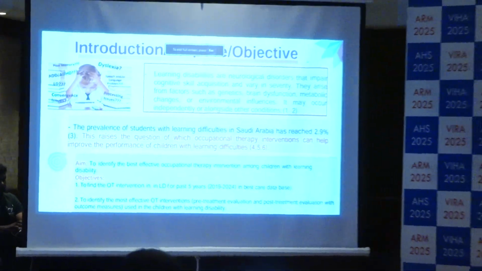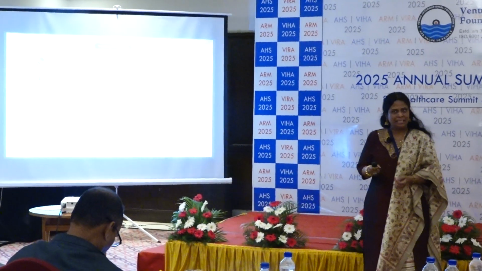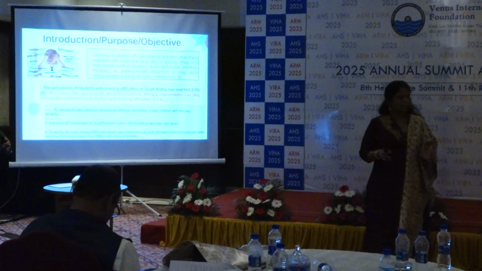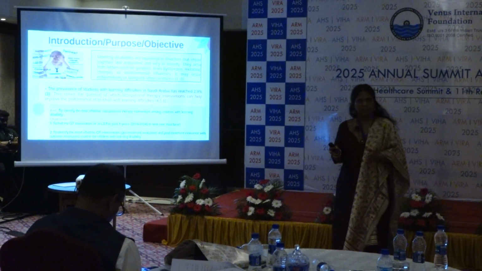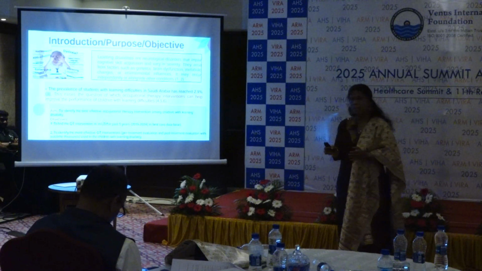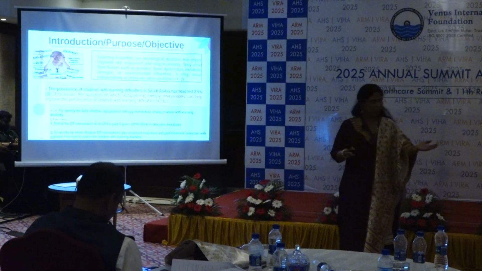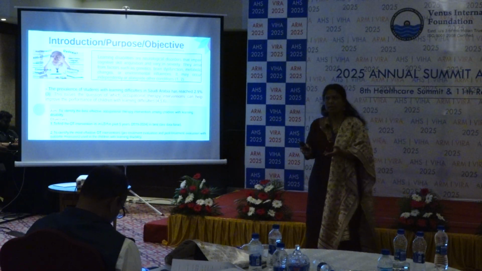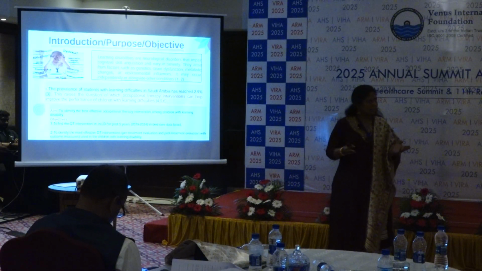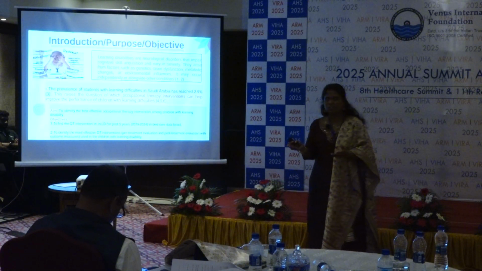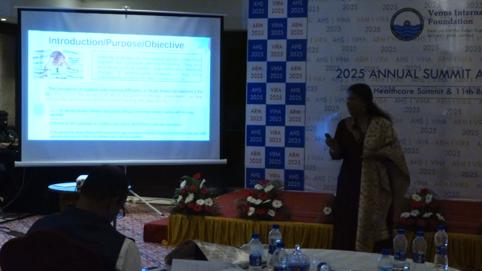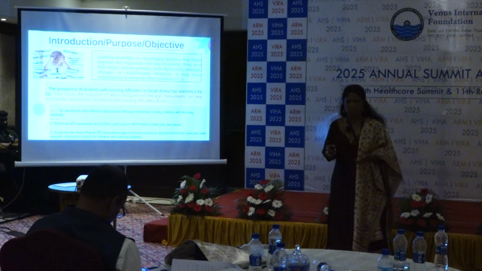So let's go to the introduction. You all know about learning disability, right? Okay, so what is meant by learning disability? It basically affects children through cognitive problems that might be due to a neurological disorder. There may be multiple causes, such as genetic or metabolic disorders and brain structural problems. Research says there are multiple factors that might affect the children, and the prevalence rate in Saudi Arabia is around 2.9%.